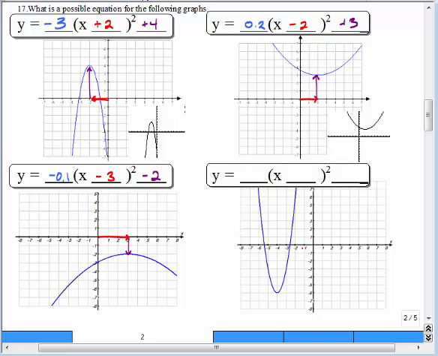And then the last one, it has been moved to the left 4. So to move it to left 4, I have to put +4 here. And it has been moved down, it looks like 6 to get to the vertex, so I'll have to do -6. And it looks like to me this goes over 1 and up 1, 2, 3. So it's always over 1, and so I'm guessing that's 3. It's upright. So again, it's positive, and it looks like it's a little bit stretched. You can check all these with the calculator to verify they're correct.